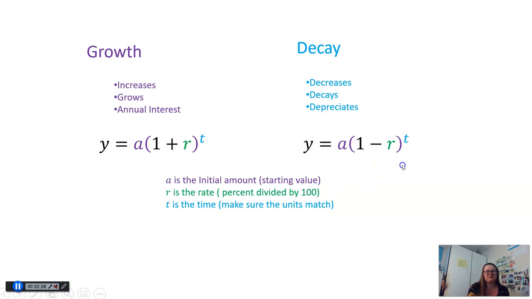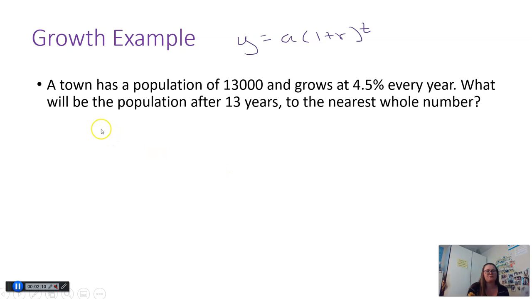So let's do an example. Growth. Remember our formula up here, y equals a times 1 plus r to the t. Your first job when you get a problem is to decide, is it growth or is it decay? This one is pretty obvious. It says grows, so it's a growth problem. A town has a population of 13,000 and grows 4.5% every year. What will the population be after 13 years to the nearest whole number?